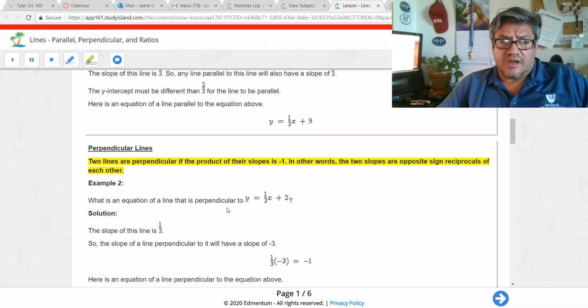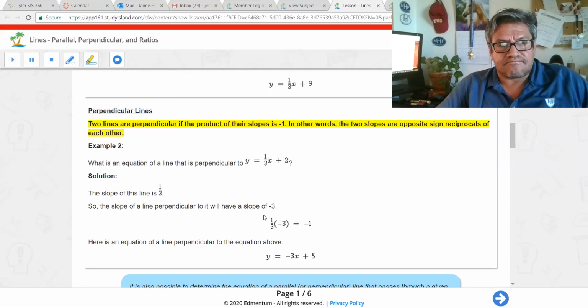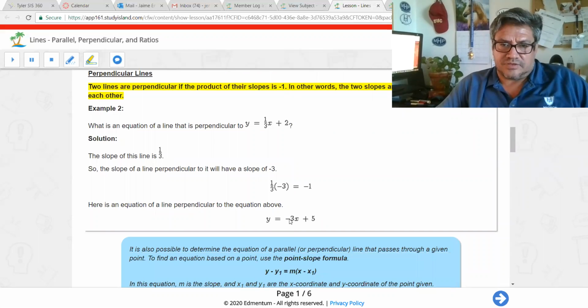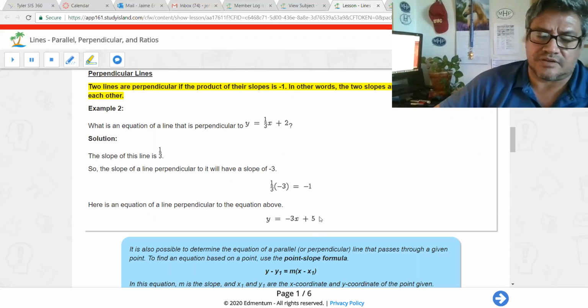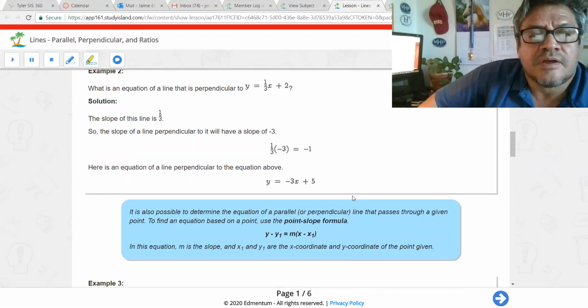So let me scroll down. What is the equation of a line that is perpendicular to y equals 1/3 x plus 2? You're going to flip that 1/3 and make it negative. And there it is, -3. So the perpendicular slope to that equation would be -3. They go ahead and give you an example using -3 as the slope: y equals -3x plus 5.